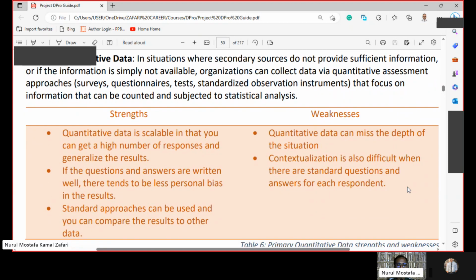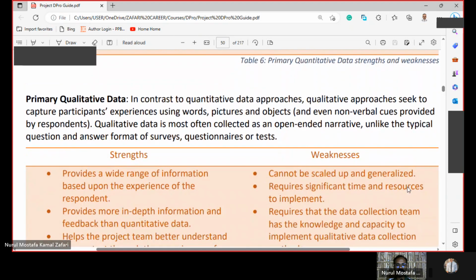Strengths: quantitative data is scalable, in that you can get a high number of responses and generalize the results. If the questions and answers are written well, there tends to be less personal bias in the results. Standard approaches can be used and you can compare the results to other data. Weaknesses: quantitative data can miss the depth of the situation. Contextualization is also difficult when there are standard questions and answers for each respondent.